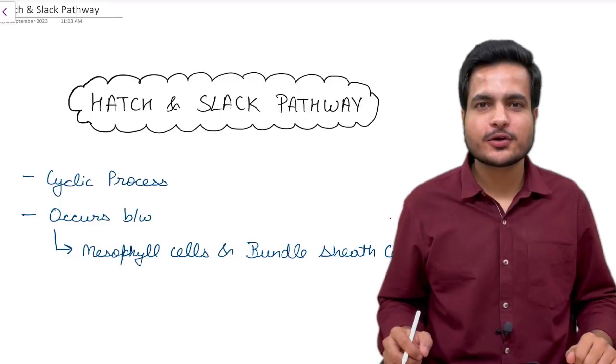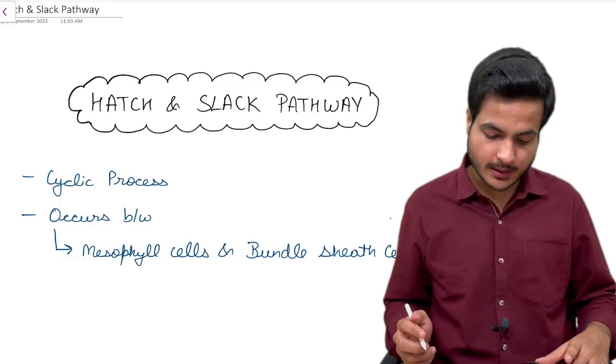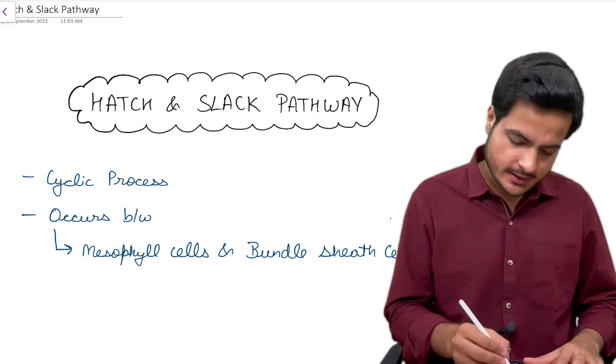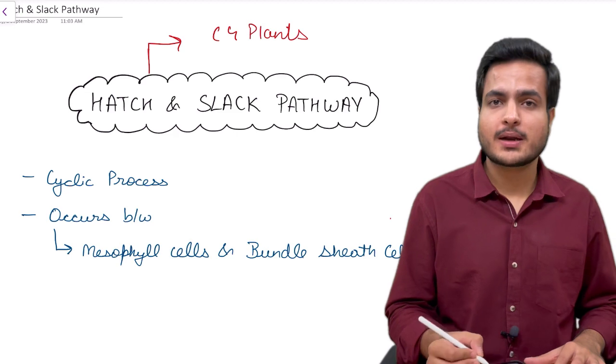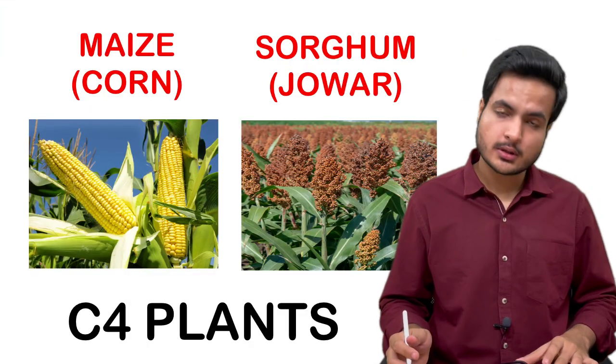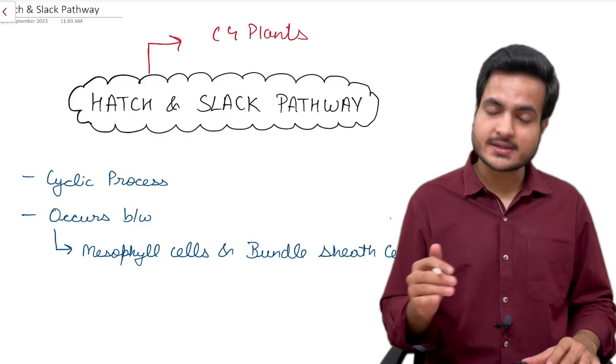Hello everyone, in this video we'll be discussing the Hatch and Slack pathway of photosynthesis. This pathway operates in C4 plants, and examples of C4 plants are maize and sorghum. So let's start the discussion of this Hatch and Slack pathway.